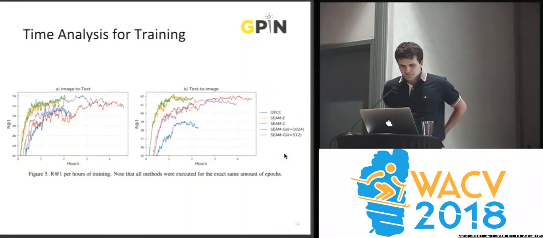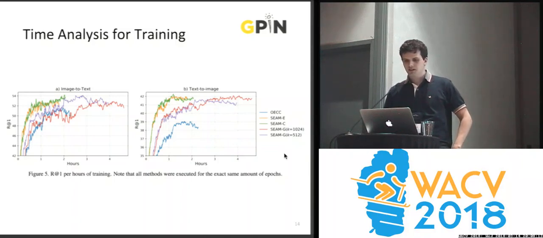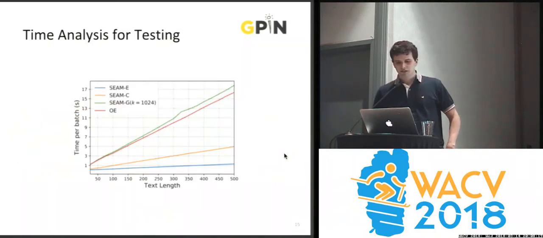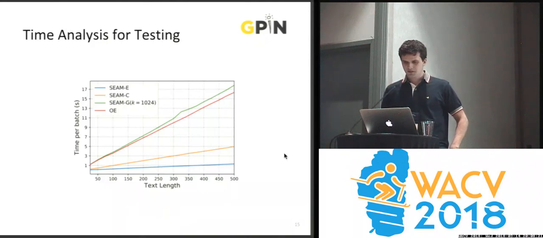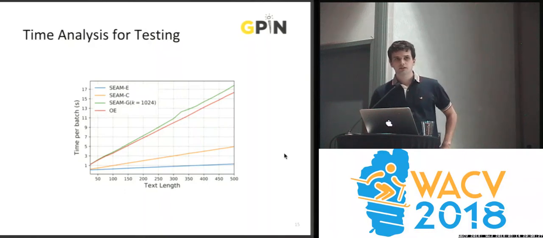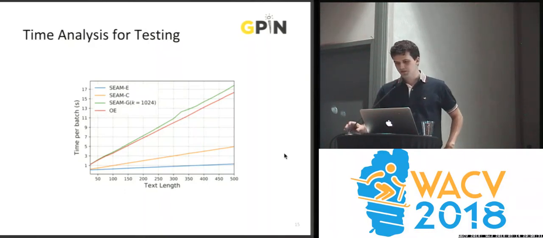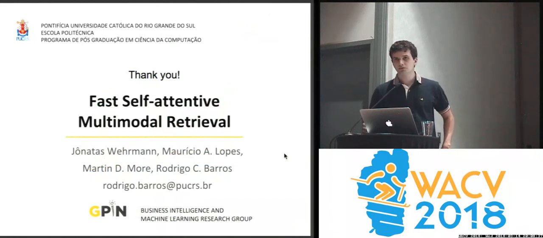For the training process, our methods are 3 times faster than the baselines, as you can see in the chart. And for the testing, our methods that don't use a GRU basically scale very well with the sentence length.